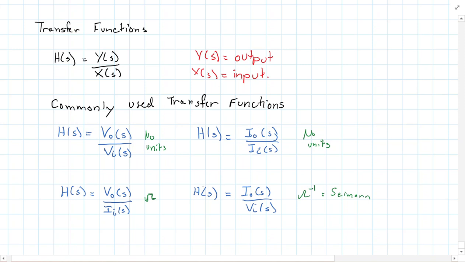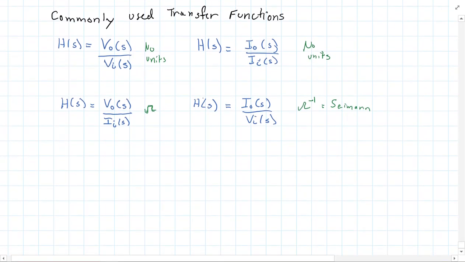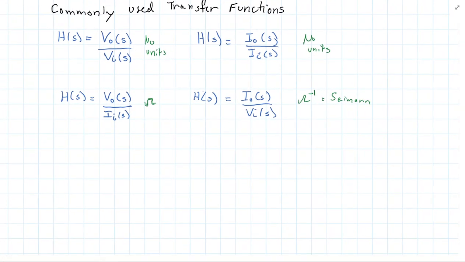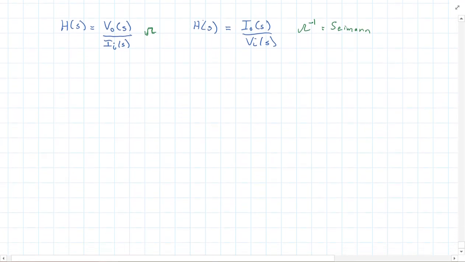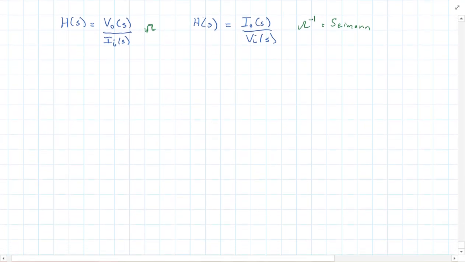Again, the most commonly used ones are the ones that have no units. We could use any of these, but in the next couple of videos we're probably only going to be looking at V out over V in, which is the most common transfer function. Alright, so let's look at an example and see why we might be interested in doing this.